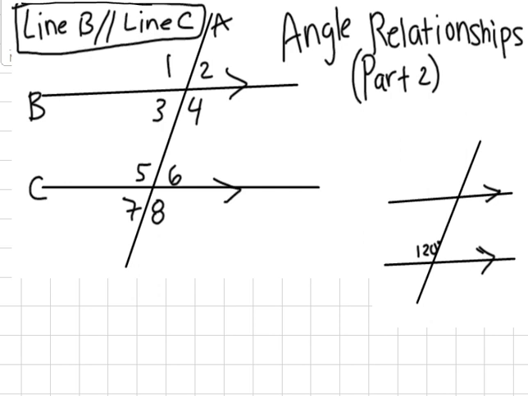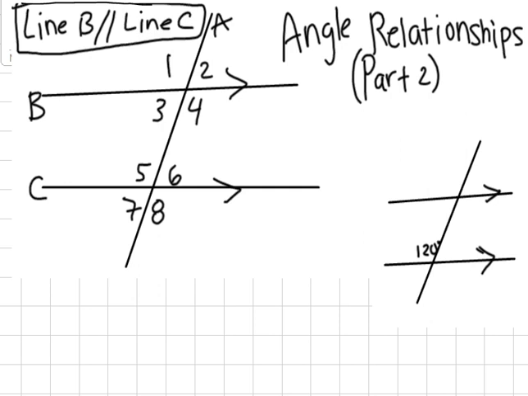So if we look at our first image here, line B is parallel to line C and is being cut by the transversal A. A transversal is just a line that goes through a pair of parallel lines.